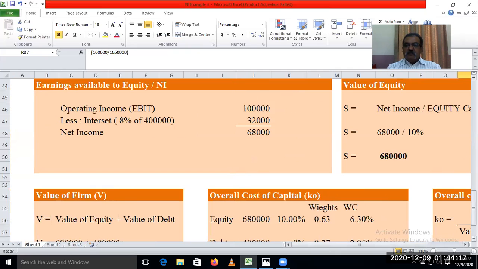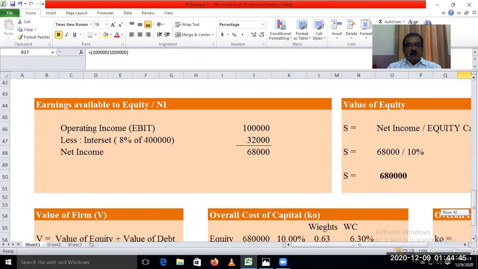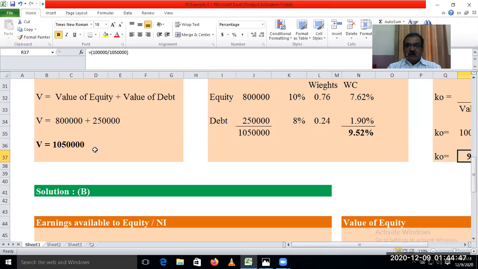The next step is to find out value of firm. That is the value of equity plus value of debt. So value of equity is 6,80,000, which we have just calculated. Value of debt is given in the example, rupees 4 lakhs. So value of firm is equal to 6,80,000 plus 4 lakhs, which is equal to 10,80,000. So value of firm is 10,80,000. In question A, the value of firm was 10,50,000.